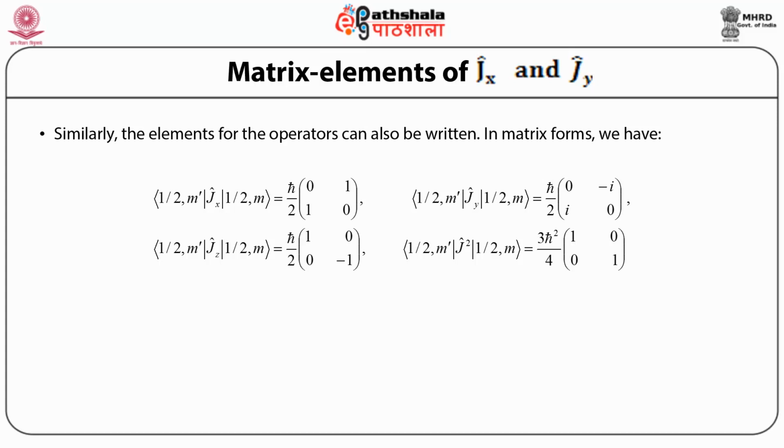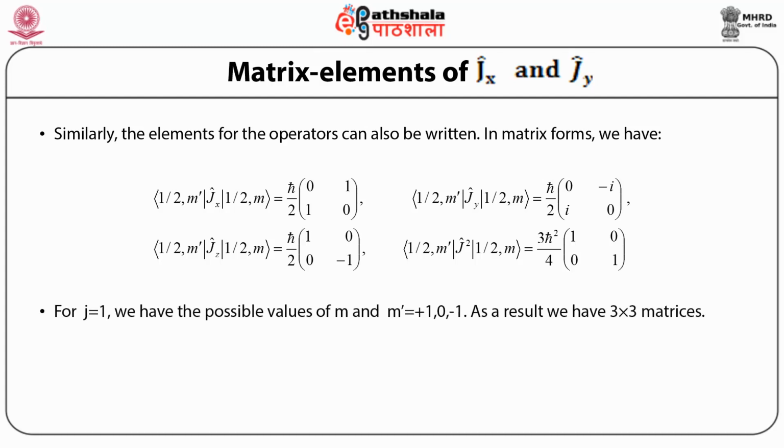The matrix representation of operator J square in the basis spanned by eigenket half m is equal to 3ħ square by 4 into a 2 cross 2 matrix with the first row being 1, 0 and second row as 0 and 1. For j is equal to 1, we have the possible values of m and m prime equals plus 1, 0 and minus 1. As a result, we have 3 cross 3 matrices.